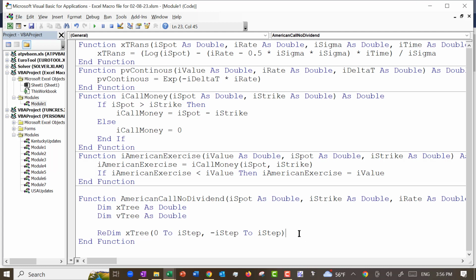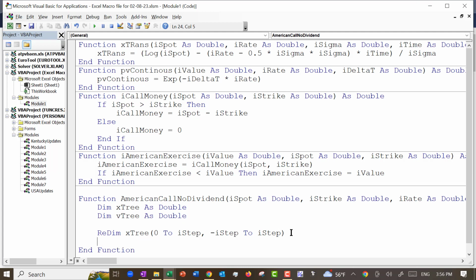This is a two-dimensional array. You have rows and columns. In the rows, I tag them from 0 to I step. So let's say I step is 100, 0 to 100. And this is from negative 100 to positive 100. That's the price part.